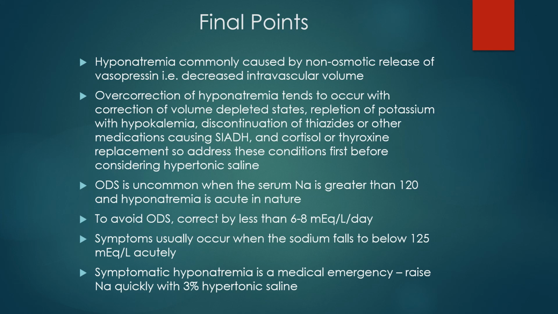Note that ODS is uncommon when the serum sodium is greater than 120 and the hyponatremia is acute in nature. In general, to avoid ODS, correct by less than 6 to 8 milliequivalents per liter per day, especially if the acuity is unknown or risk factors for ODS are present. Symptoms from hyponatremia tend to occur when the sodium falls to less than 125 acutely. Finally, symptomatic hyponatremia is a medical emergency, so the sodium level needs to be raised quickly with small boluses of 3% hypertonic saline.